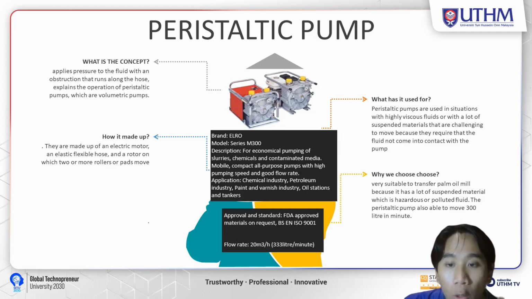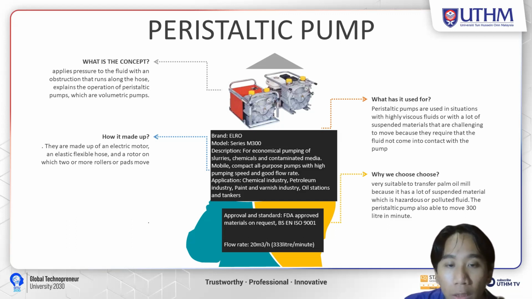Then, why did we choose the peristaltic pump? It is very suitable to transfer palm oil mill effluent. For your information, palm oil mill effluent has suspended material which can pollute our river if we flow it directly to the river or the sea, so it will impact our ecosystem. The peristaltic pump is also able to move 300 liters in a minute.